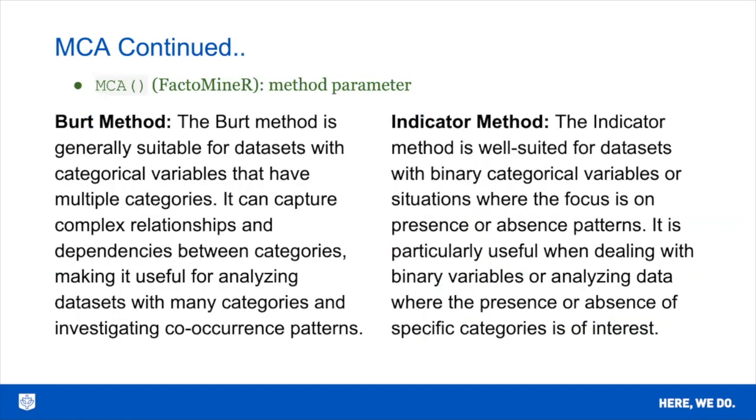In MCA, in the FactoMineR library, there are 2 method parameters. One is Burt, which is used when you have multiple categorical variables. And the second one, the indicator method, is the default method, for binary categorical variables.